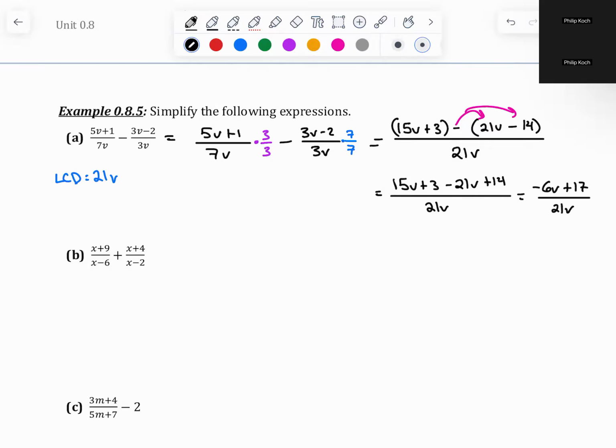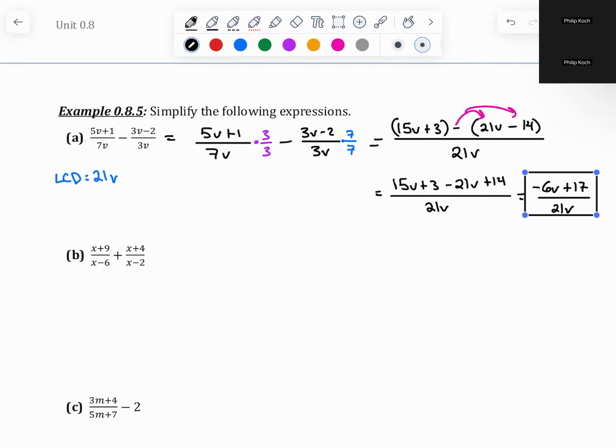Maybe if this had been a 12, then I could factor out a 6, and there would be a common factor of 3 that could cancel between the numerator and the denominator. But as it stands, there's nothing left to do. And that is our answer.